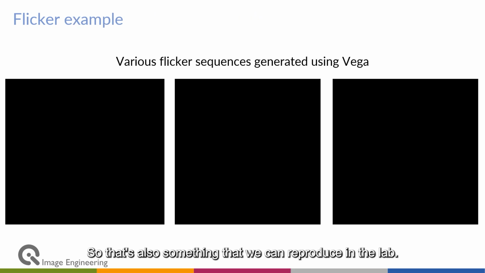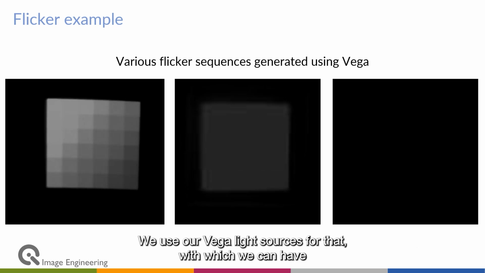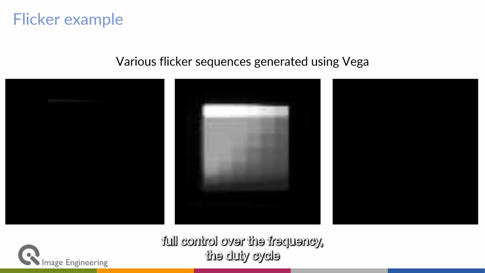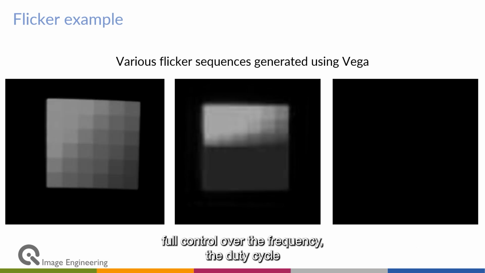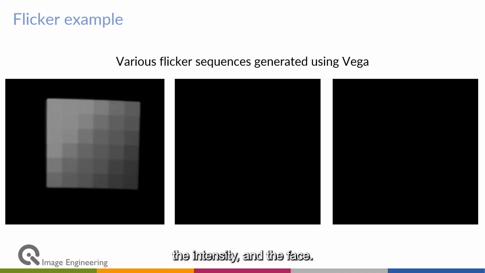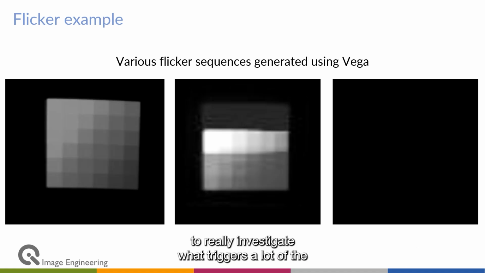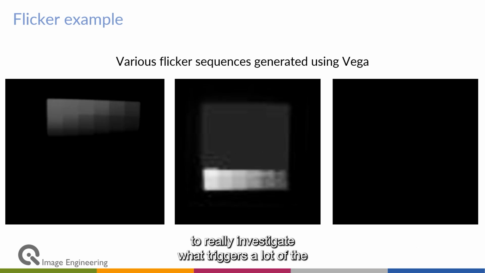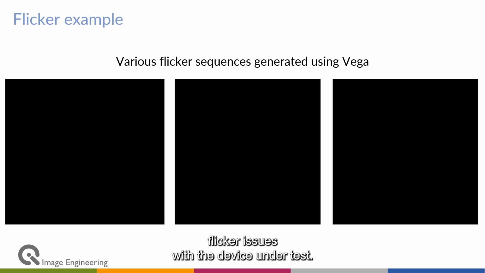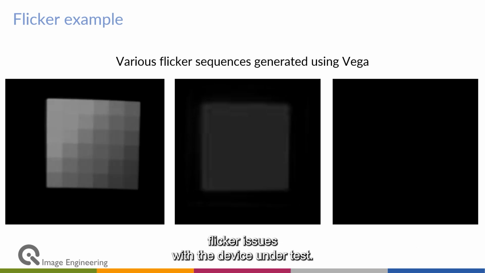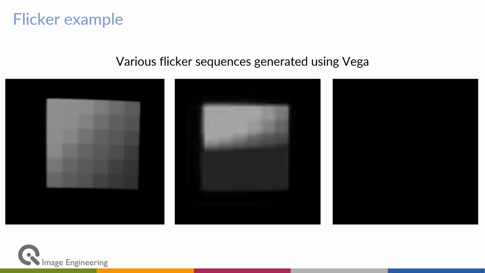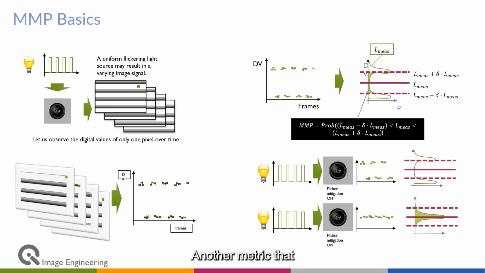That's also something that we can reproduce in the lab. We use our Vega light sources for that, where we have full control over the frequency, the duty cycle, the intensity, and the phase. So we can control a lot of things to really investigate what triggers flicker issues with the device under test.